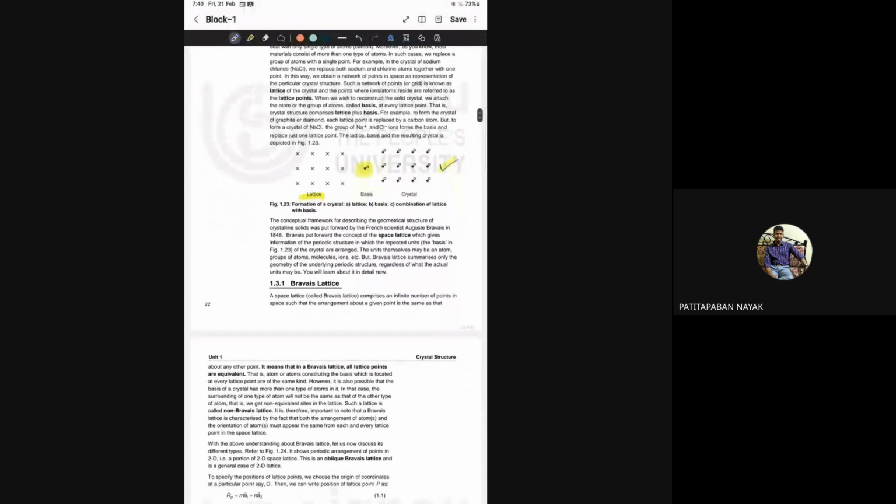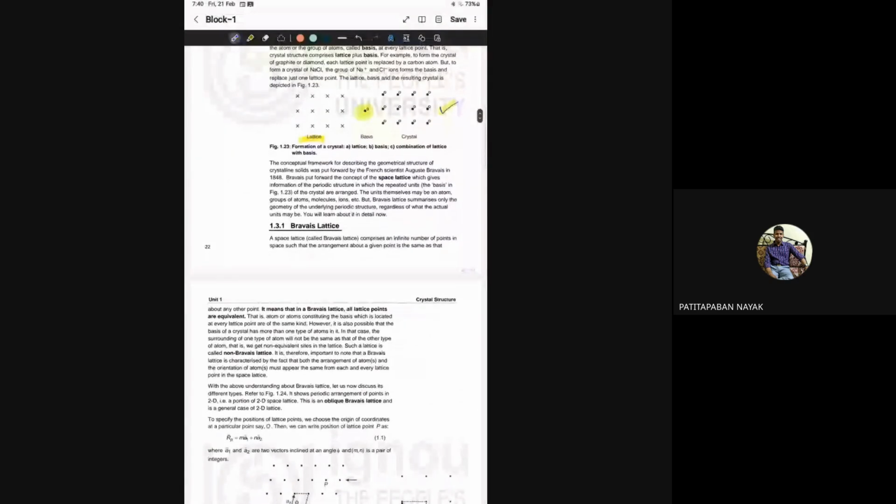Then there comes the concept of something called Bravais lattice. A space lattice called a Bravais lattice comprises an infinite number of points in space such that the arrangement about a given point is the same as that about any other point. Okay, so let us try to understand this sentence. This is a very important sentence.